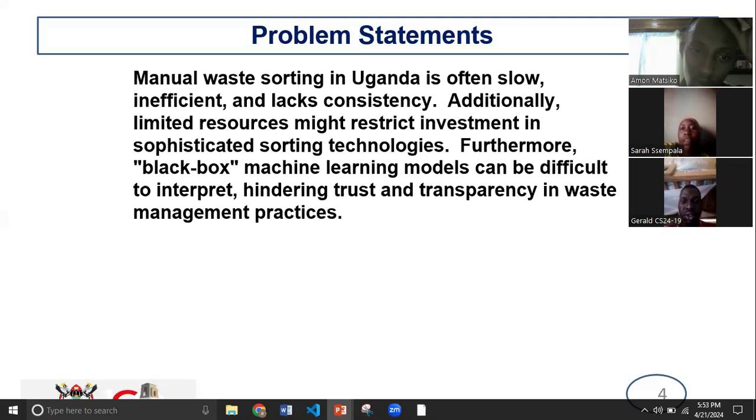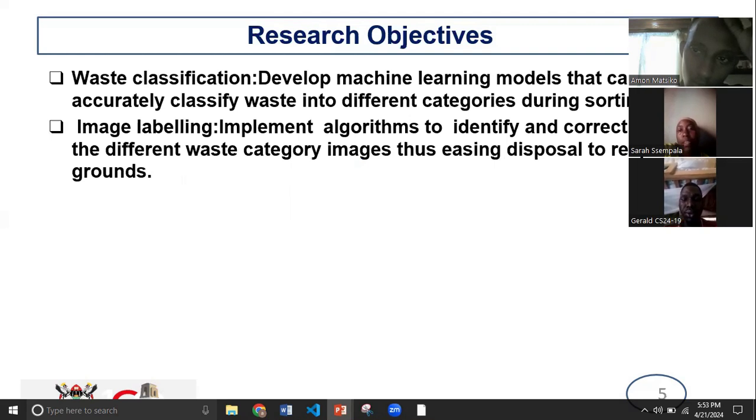So allow me to call upon my next colleague to take us through the research objectives. Thank you so much. One of our research objectives was waste classification: develop machine learning models that can accurately classify waste into different categories during sorting. We also had image labeling algorithms to correctly label the different waste category images, thus easing disposal to respective grounds.